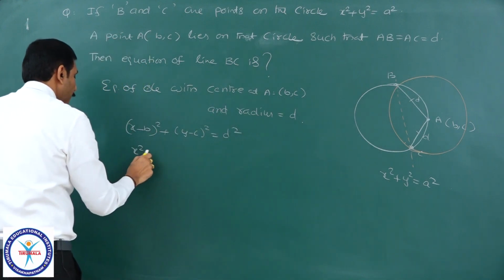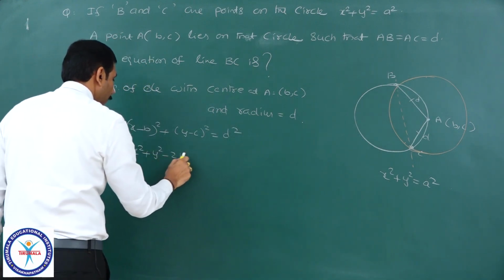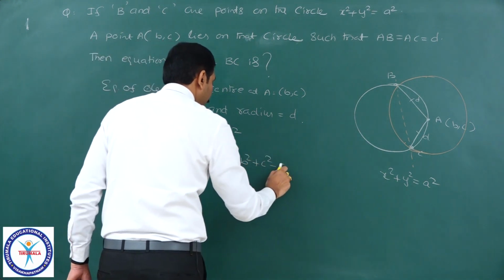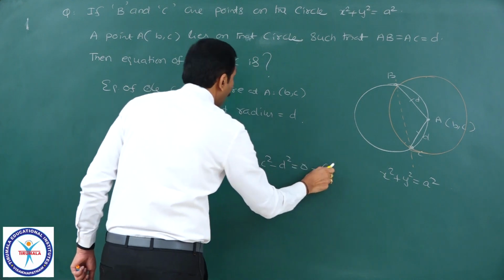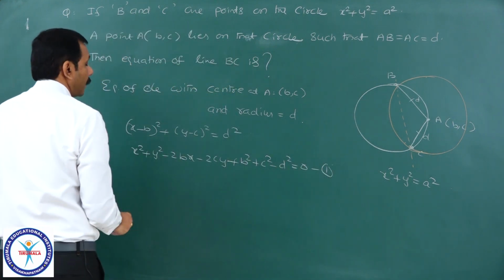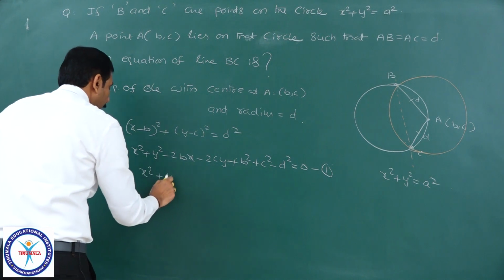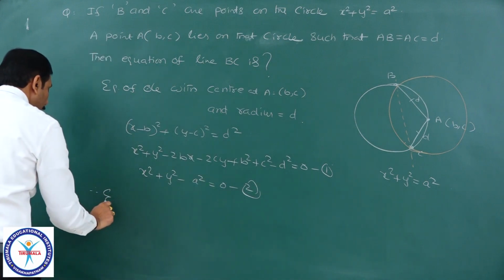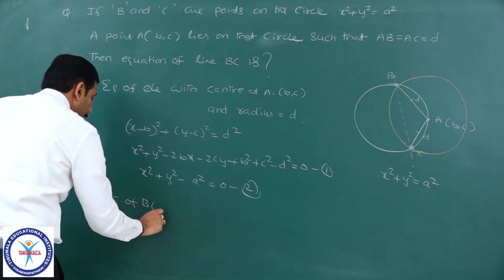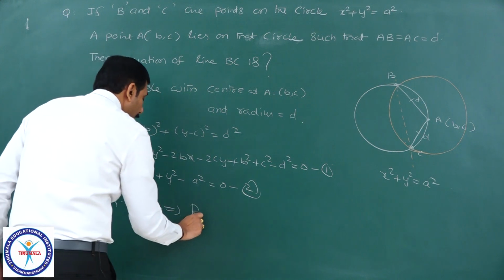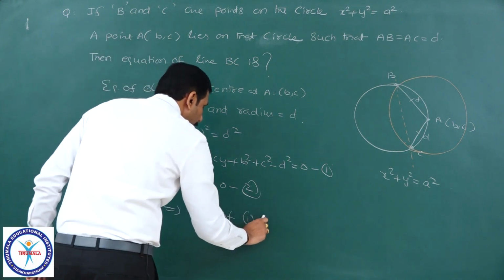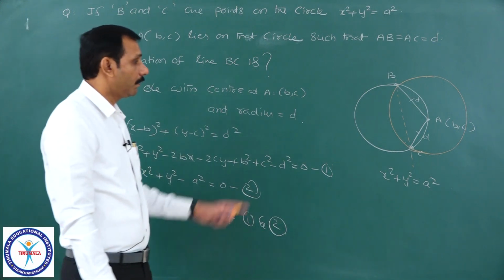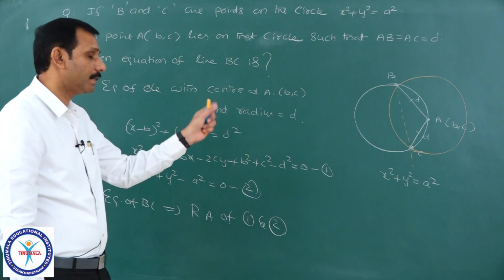or x square plus y square minus 2bx minus 2cy plus b square plus c square minus d square equal to 0. And of course, what is the given equation of the circle? x square plus y square minus a square equal to 0. Now therefore, the equation of BC is nothing but the radical axis of 1 and 2. Hope you understood this one. BC is nothing but the radical axis of these two circles only.